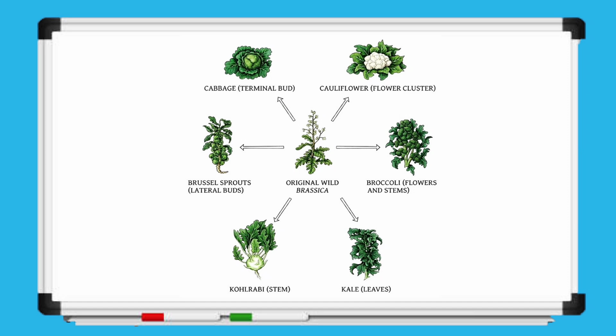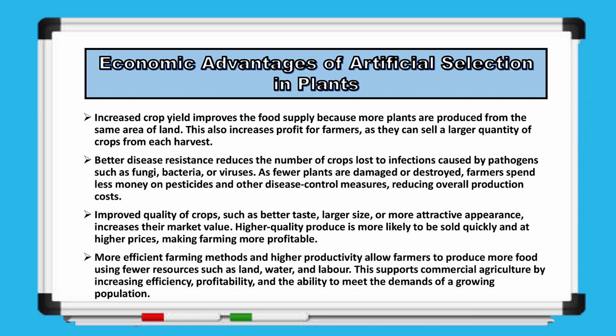Artificial selection has major economic benefits. Increasing crop yield means more food can be produced from the same land, increasing profits for farmers. Disease-resistant crops reduce losses caused by pathogens like fungi, bacteria, and viruses, which also lowers the need for pesticides and reduces costs. Improved quality traits such as better taste, larger size, or better appearance make crops more valuable in the market and increase sales. Overall, selective breeding allows more efficient farming by producing higher outputs using fewer resources like land, water, and labor, helping to meet the needs of a growing population.